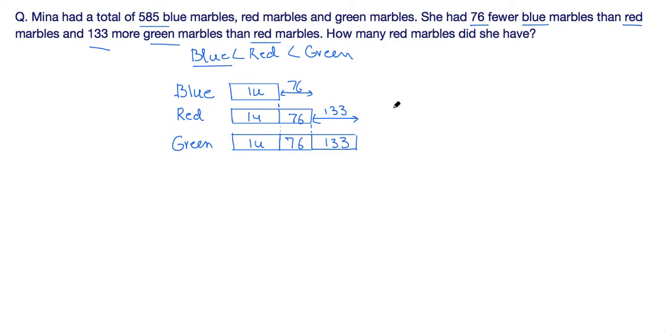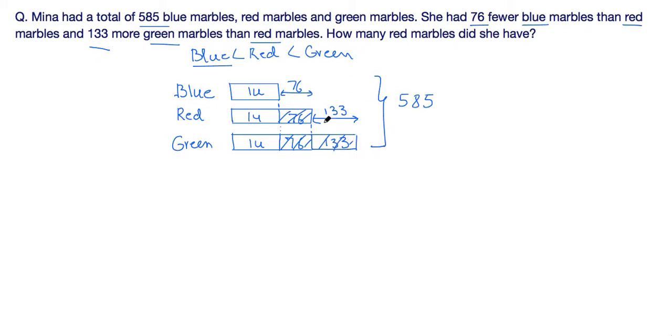Now what else do we have? We know that the total number of all the three kinds of marbles, blue, red and green, is how much? 585. So let's show this in our model. The total number of marbles here is 585. Now if we remove these extra marbles, which is 76 plus 76 and 133, what will we be left with? See here, we will be left with 3 units, 1, 2, 3.